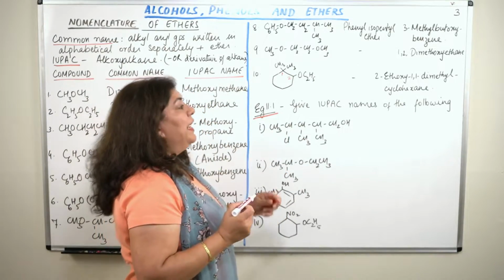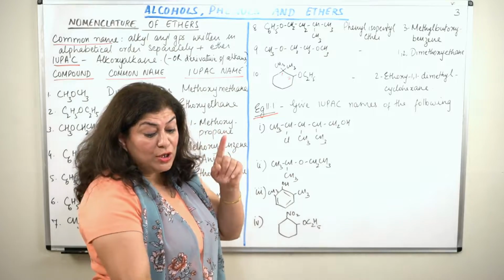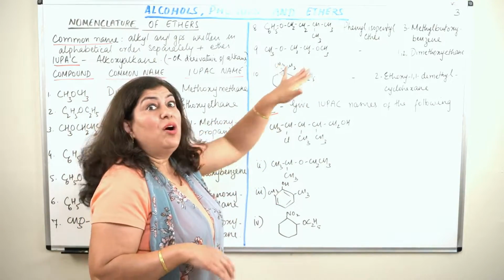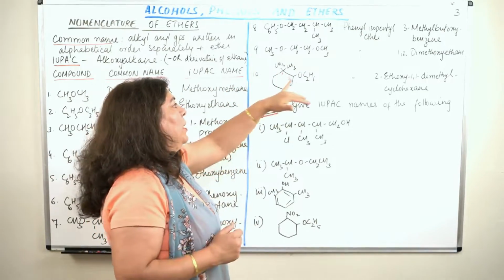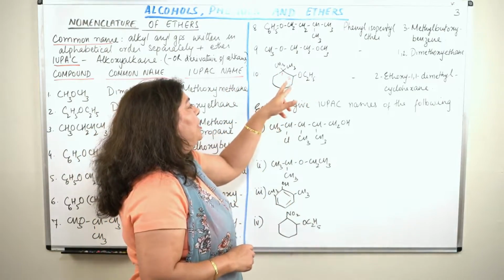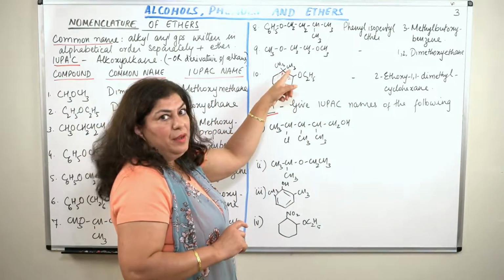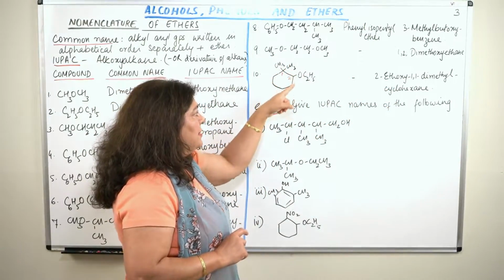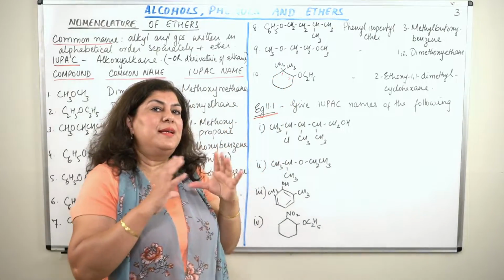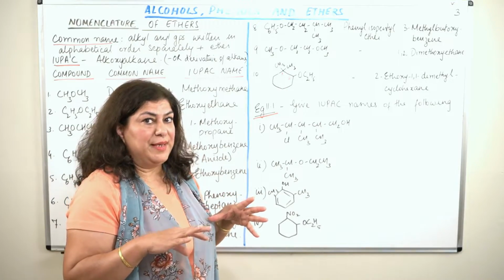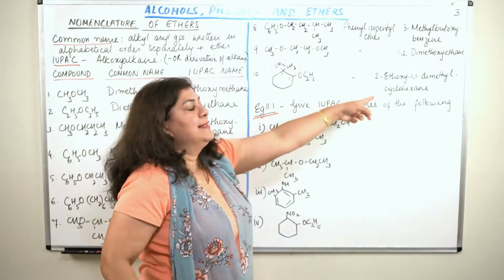Now when we are naming the compound, we have to write ethoxy first because ethoxy is alphabetically smaller than methyl group. E comes before M. So it will be 2 ethoxy hyphen 1 dimethyl cyclo. Whenever there's a cyclic compound, you have to write the word cyclo before the parent hydrocarbon. So it is cyclohexane.